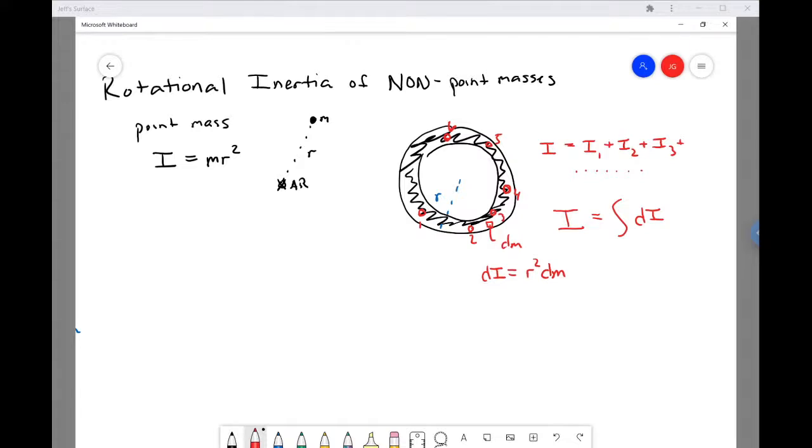And then to figure out the total rotational inertia, you just have to integrate over all of the dm, all of the tiny chunks of mass. You've got to add them all up. So here's a more general way of expressing rotational inertia, as an integral. All right, let's do an actual example.